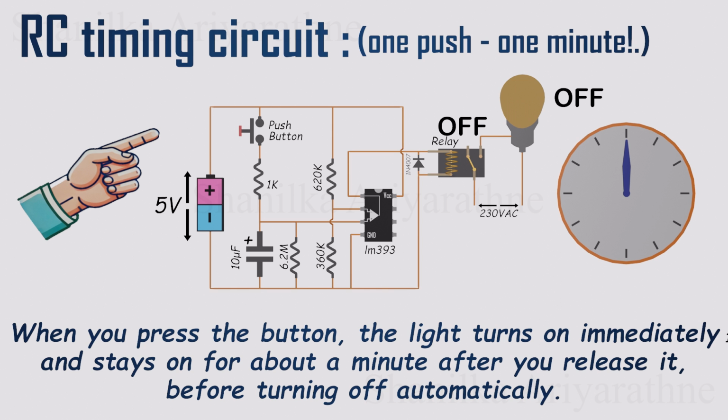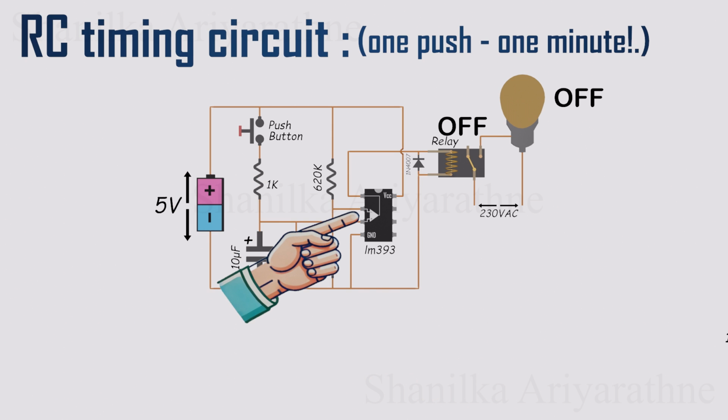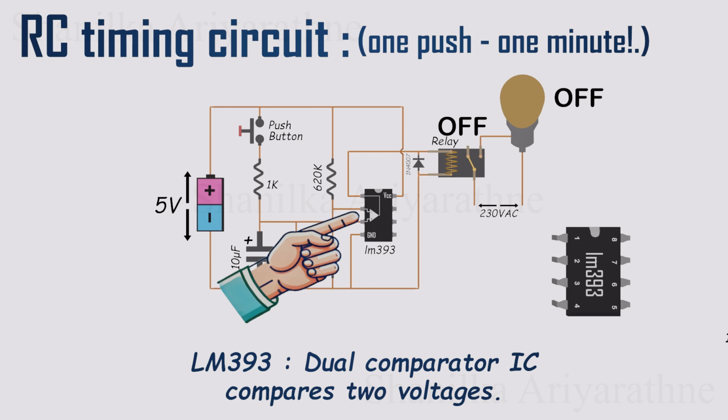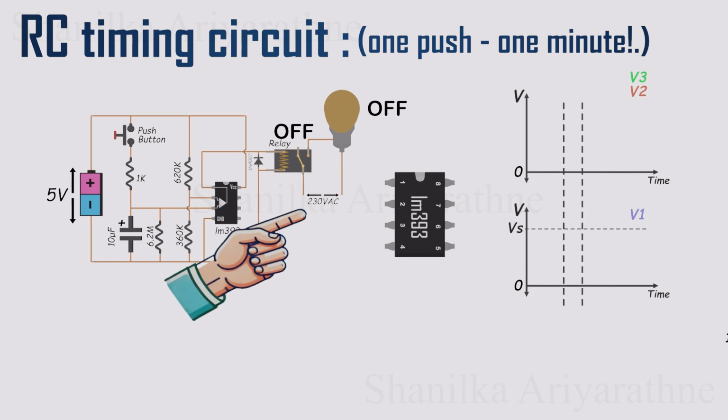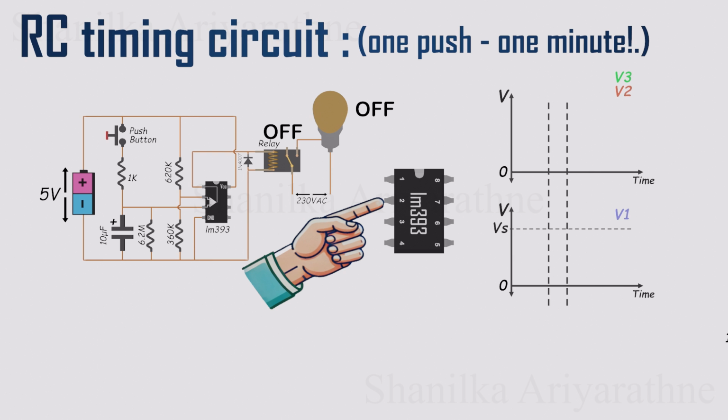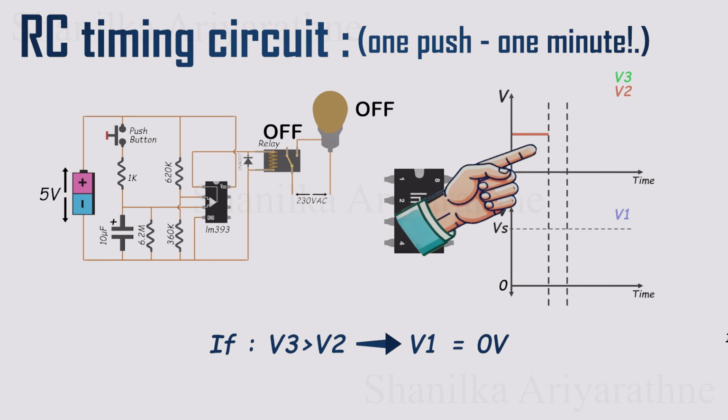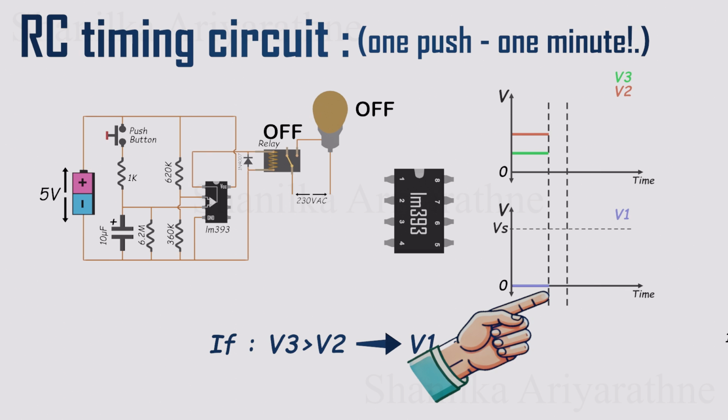So now let's see how this circuit actually works. This is an LM393, a dual comparator IC. Simply put, it compares two voltages and decides what to do based on the result. Here's the idea. Let's say the voltage at pin 2 is V2. If the voltage at pin 3, V3, is lower than V2, then the output at pin 1 drops to 0 volts. In that case, the relay isn't energized and the bulb stays off.